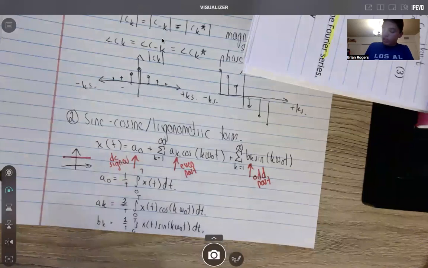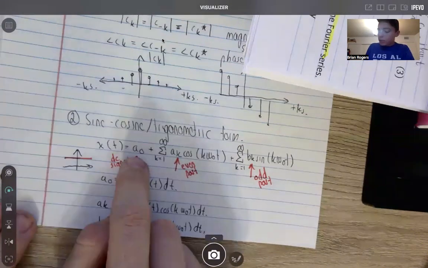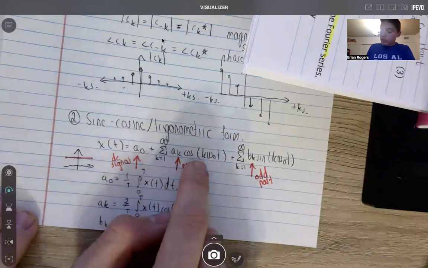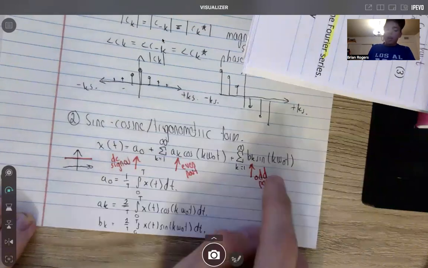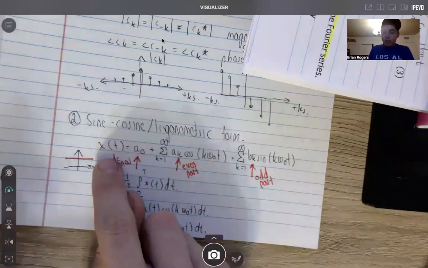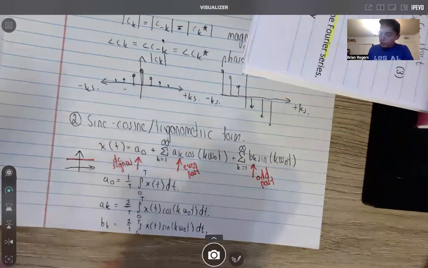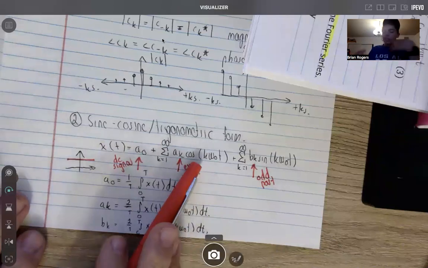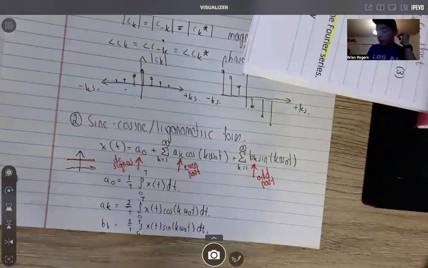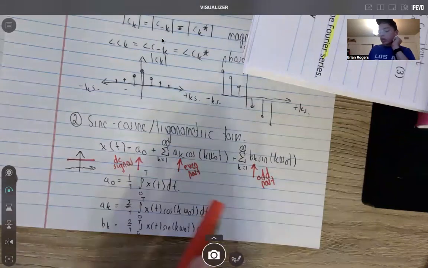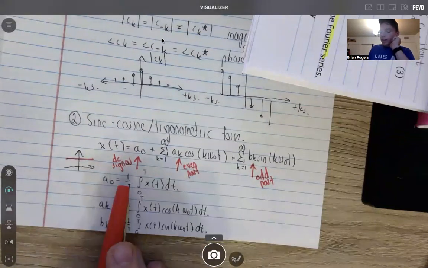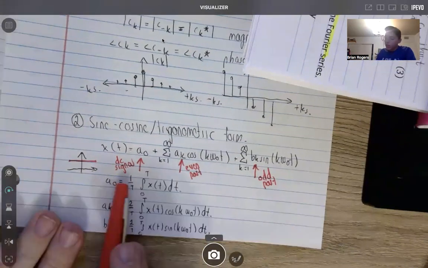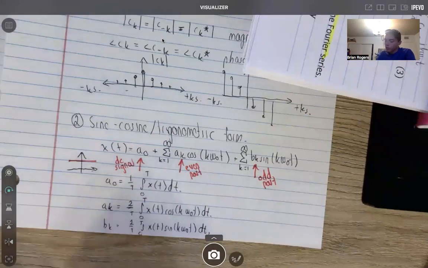So these coefficients are telling you how much of the DC signal, how much of the cosines, and how much of the sines are in your specific signal. And you're going to see the composition of those at the different multiples of the fundamental frequency, how much each makes up your final signal. So your A naught is given by the area under the curve, taken over the whole period, to give you your DC signal.